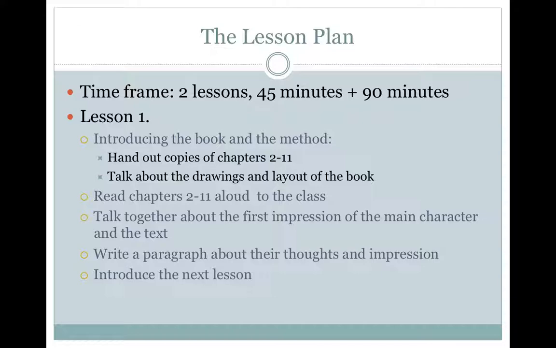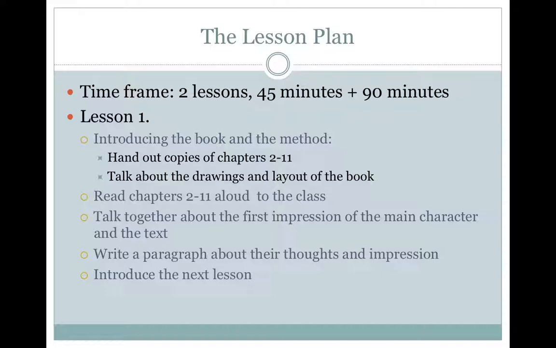So, the lesson plan. I've just planned for this next week. It's two lessons. They first have a 45-minute unit on the Tuesday, and on the Friday they have a 90-minute unit. So lesson 1 lasts for about 45 minutes. I thought I'd start by introducing the book and the method.